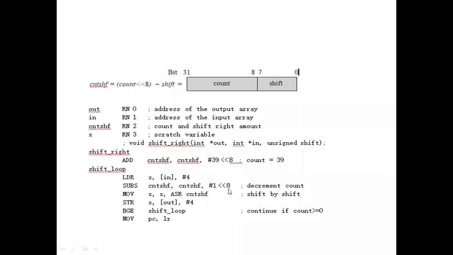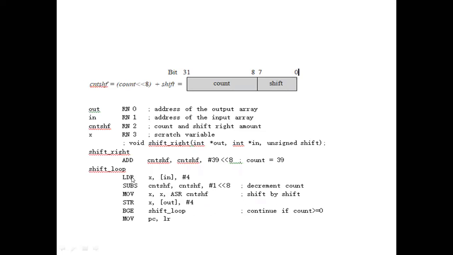Subtract 1 from the value of the count, right? To get the value of the count, you have to left shift it by 8 bits, get the value from that address, and subtract 1. Once the subtraction happens, you store it back into count shift itself. So again what you're doing is move x comma x, ESR count shift by shift times, and so on.